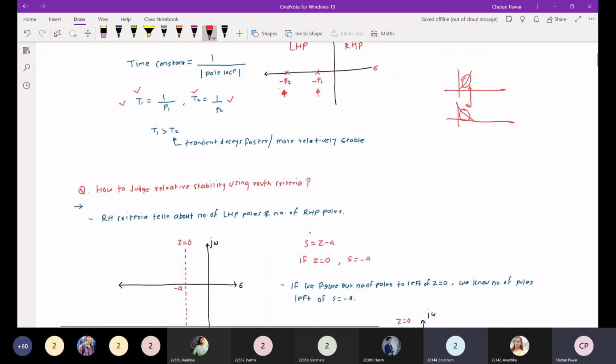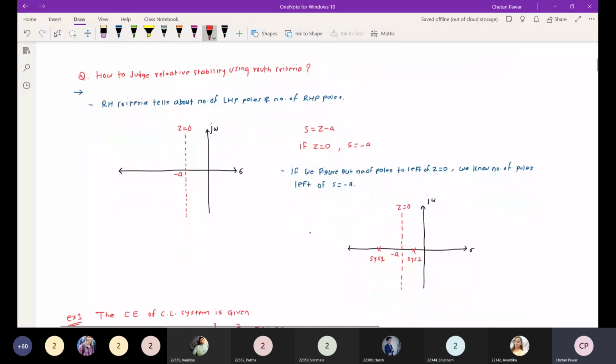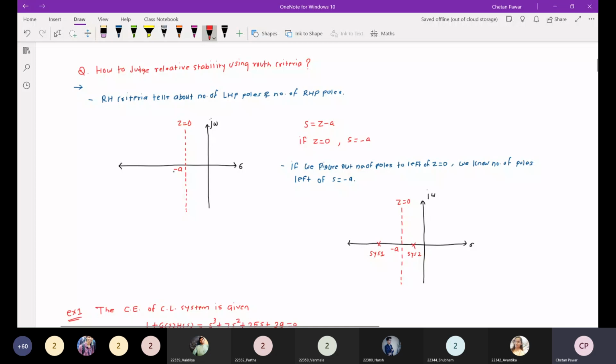Yes, sir. Okay, so let us see how to judge the relative stability using the Routh criteria. As we know, the Routh criteria tells about the pole location: whether the poles lie in the LHP or RHP, and the number of poles lying in the LHP and RHP. Now I want the decision boundary Z equal to 0 when S is equal to minus A, instead of the imaginary axis, to determine the system stability or instability. This is the boundary I want so that I can compare the system with this reference.